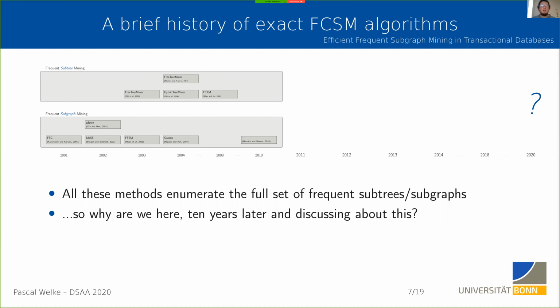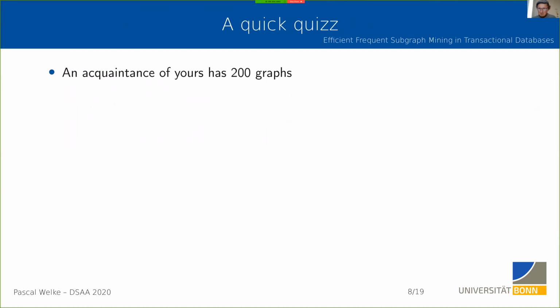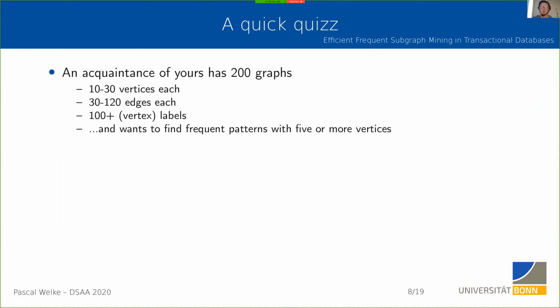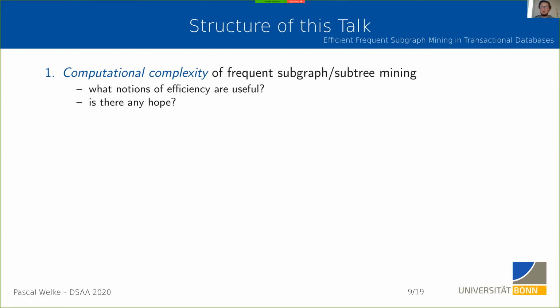And the answer lies in the question that I want to ask you rhetorically. So let's say an acquaintance of yours has 200 graphs, and they are not too large, 10 to 30 vertices each, 30 to 120 edges each, and there are some vertex labels, and this guy wants to find the frequent patterns with 5 or more vertices in this database. Can you do it? Well, the answer is no. And the reason for this is actually the computational complexity of this mining problem.